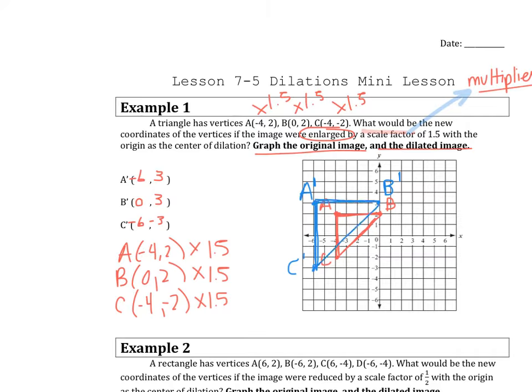Example 2, same idea, except now we're doing a rectangle. We were asked to reduce, which means our picture is going to get smaller. So our rectangle should be getting smaller by a multiplier or a scale factor of 1/2, with the origin as the center of dilation. Graph the original and the dilated. So the original one is 6, 2, original A. Original B is negative 6, 2. Original C is 6, negative 4. And original D is negative 6, negative 4.